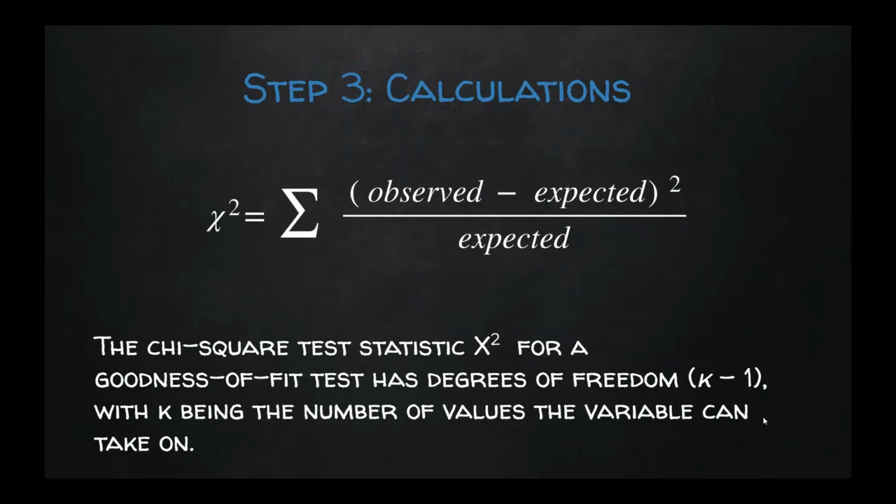For the calculations, we're going to have a chi-squared test statistic for this problem. We're going to take each observed value and subtract the expected value, square it to make it positive, and then divide by the expected value to scale our data. We will then add up all of these observed minus expected squared divided by expected for each color of M&Ms.